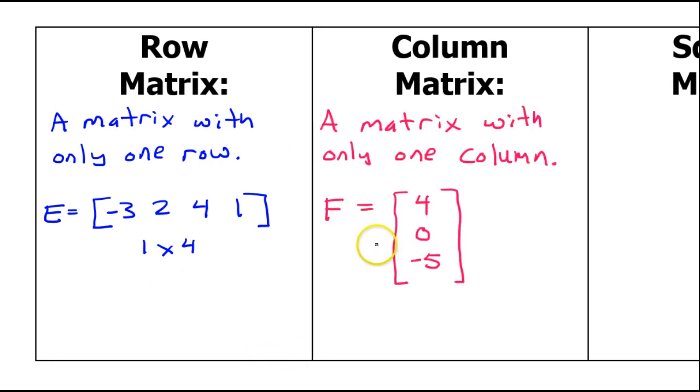For example, matrix F here is a column matrix because it only has one column. What are the dimensions of this matrix? Well, dimensions go in the order row by column. So this has three rows and, of course, one column because it's a column matrix. So the dimensions of this matrix will be 3x1. If you're dealing with a row matrix, it's always going to have dimensions 1 by something. And if you're dealing with a column matrix, it's always going to be something by 1.